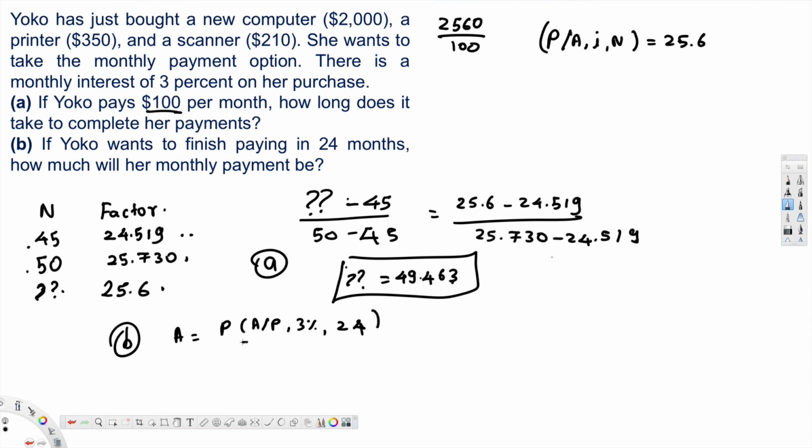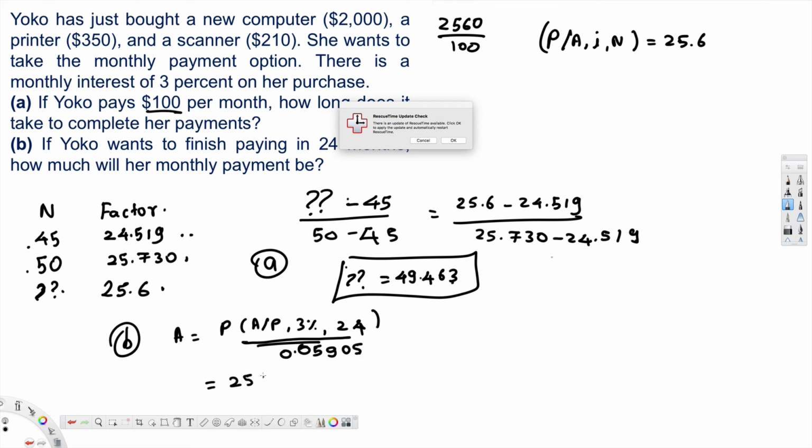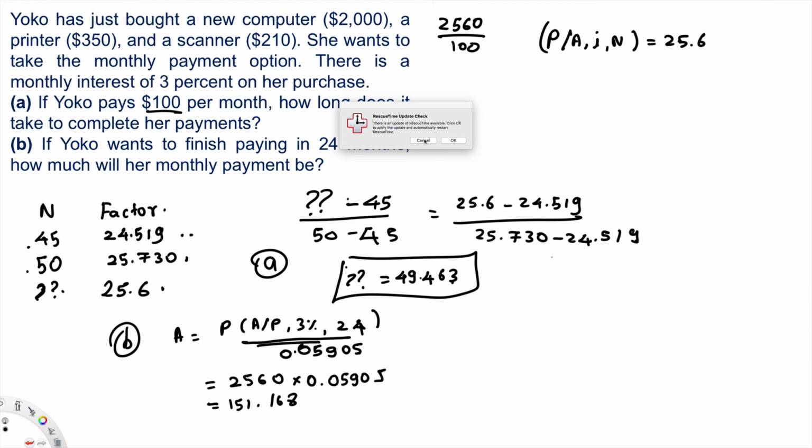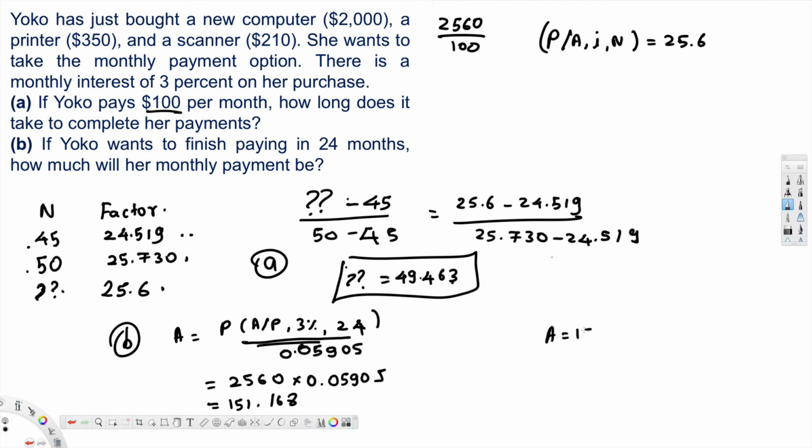And if you look at this value in the table, you will get 0.05905, and that is 2,560 times 0.05905, that gives us 151.168, and that's going to be the monthly payment. So A is equal to 151.168, and that's it. This is part B, and that's how we do this kind of problem.